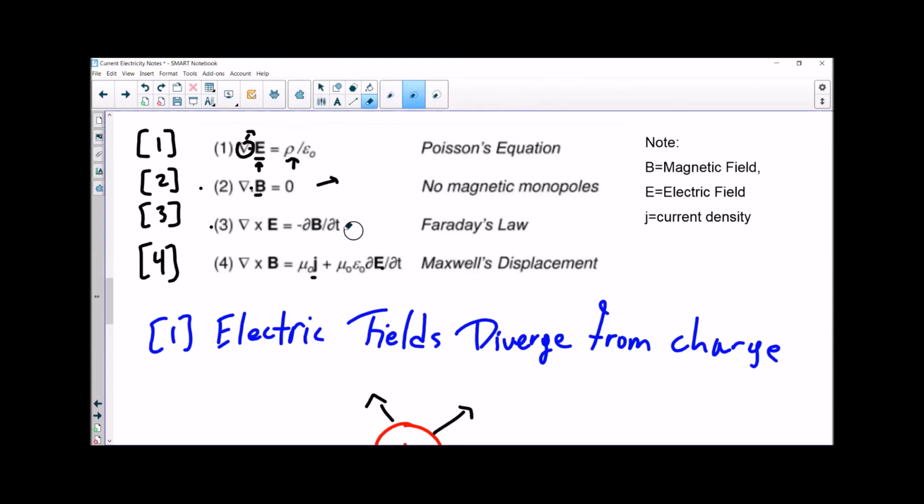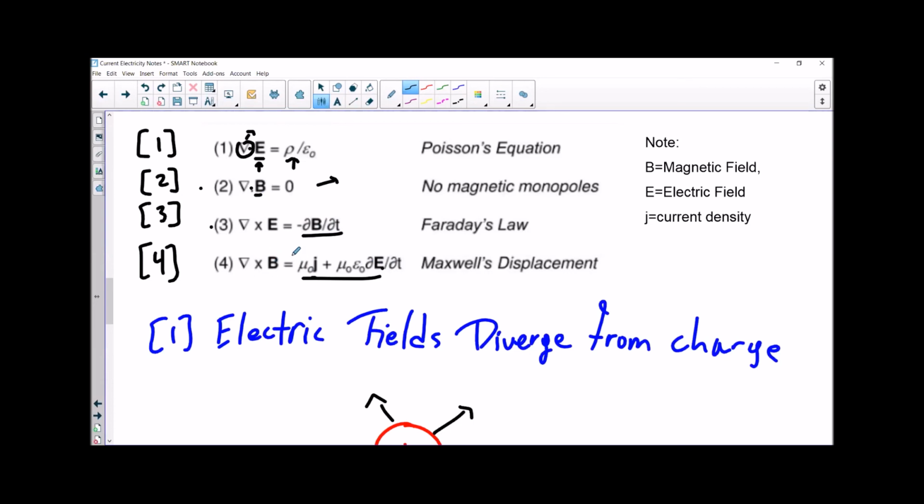The third equation, if we look at this term here, this term means a changing magnetic field. So this says a changing magnetic field creates a curling electric field. So in other words, if I have some kind of magnetic field that's moving, it's going to create a changing electric field. And then finally this last one says current, that's the first term, and changing electric fields result in magnetic fields.